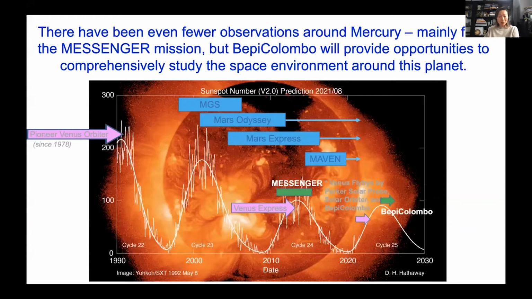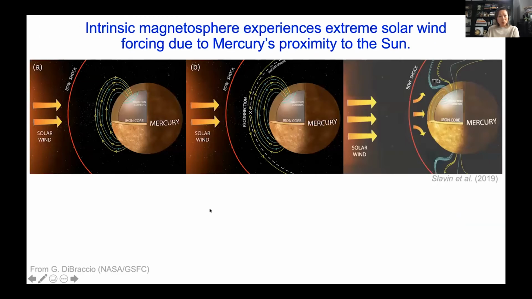So there are even fewer observations at this planet. Mainly there are the MESSENGER observations, and these occurred during the peak of solar cycle 24. And soon there will be BepiColombo, which is slated to arrive at the planet in 2025. So BepiColombo will provide a lot more opportunity to study more comprehensively the impacts and effects of space weather at this planet.